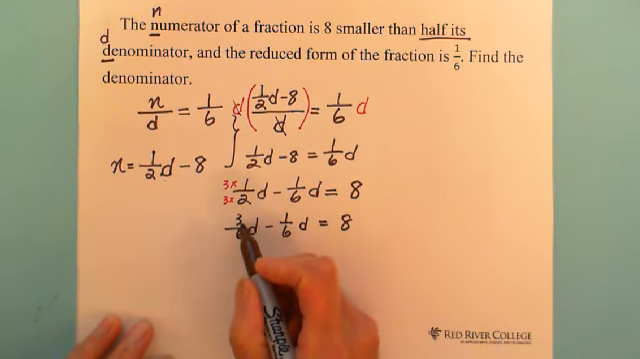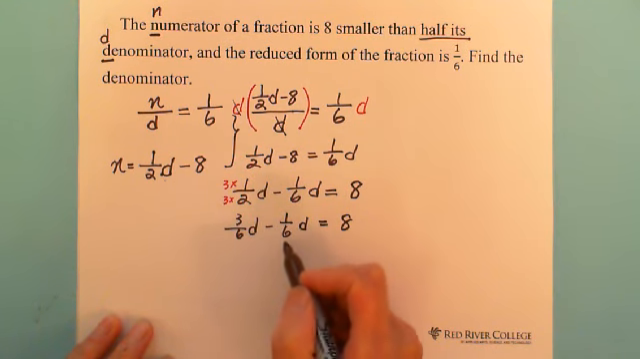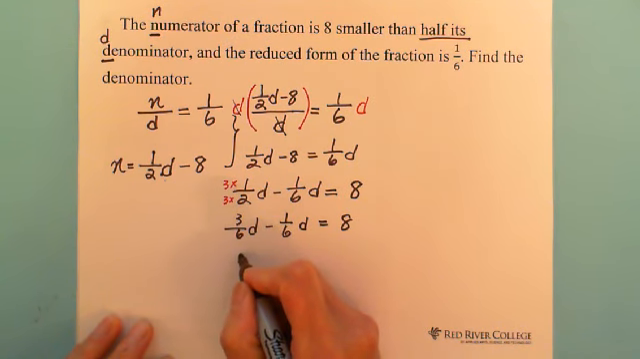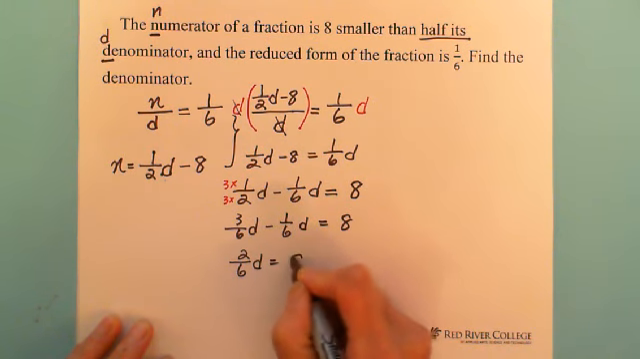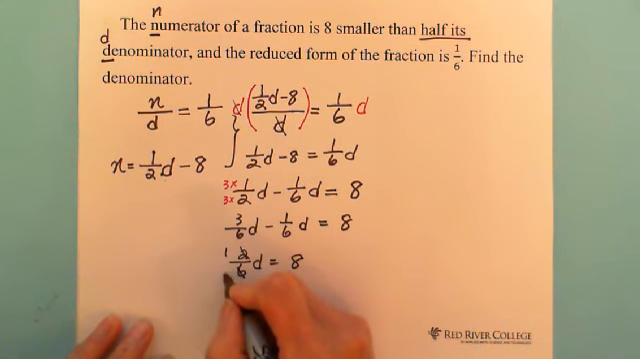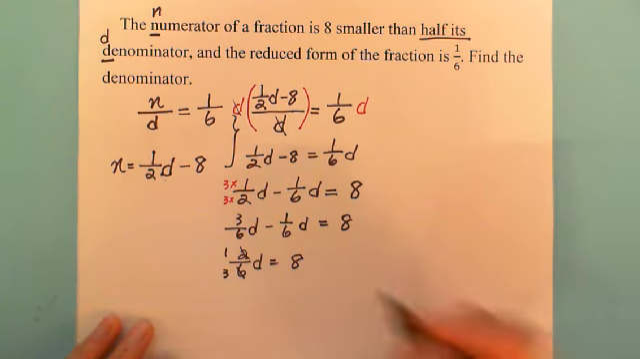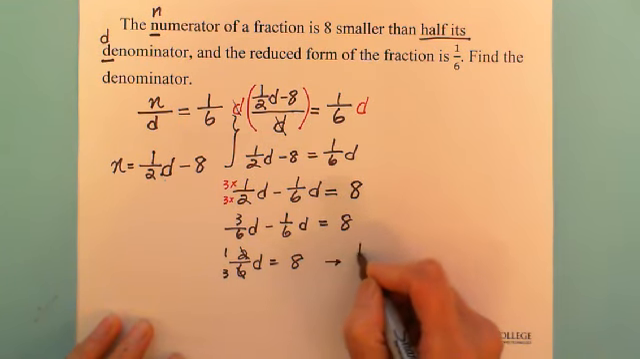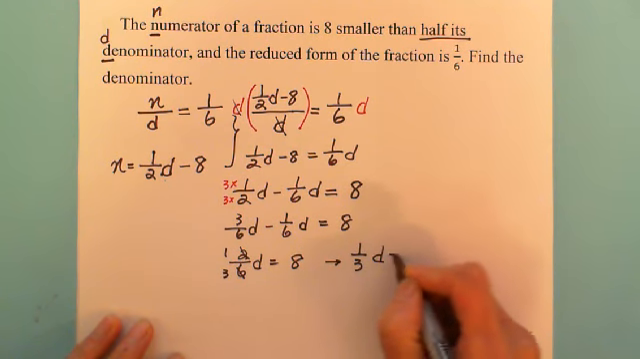And 3/6 minus 1/6 equals 2/6, so 2/6 d equals 8. And 2/6 can be simplified to 1/3. That's why you have 1/3 d equals 8.